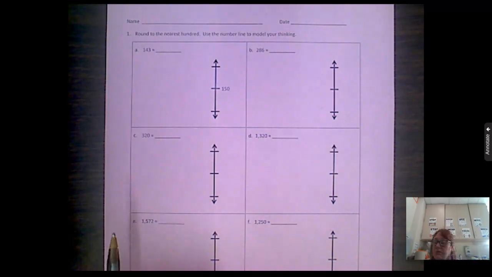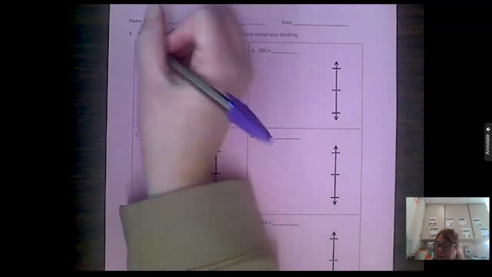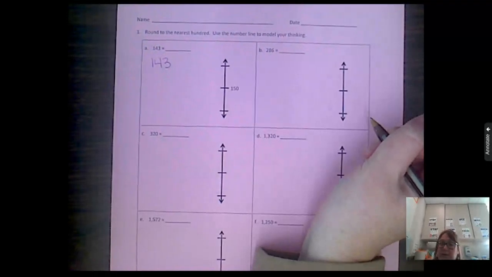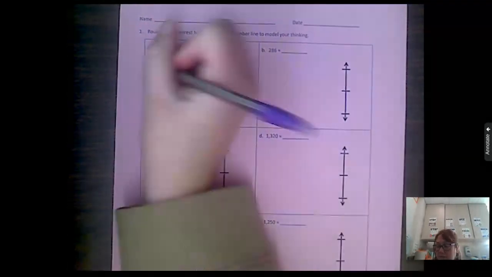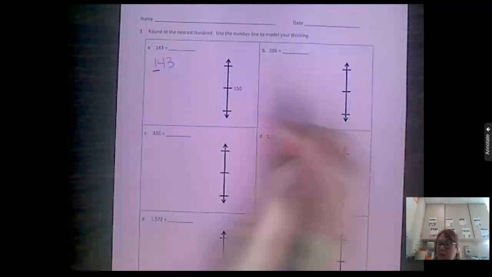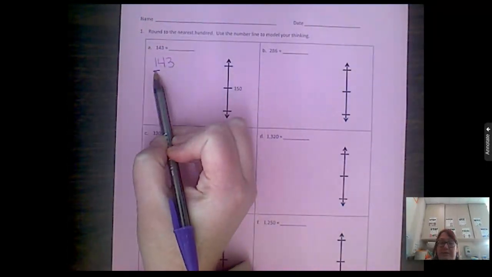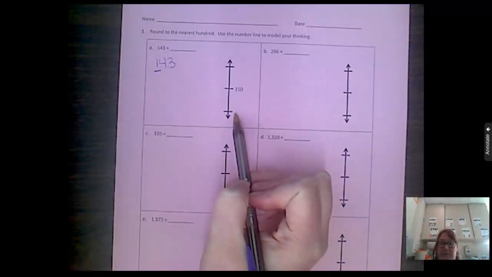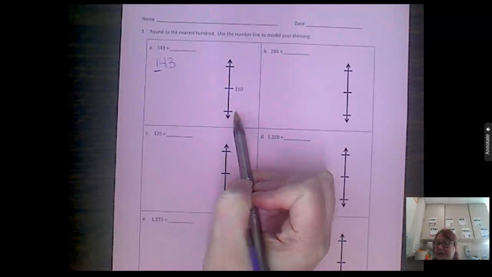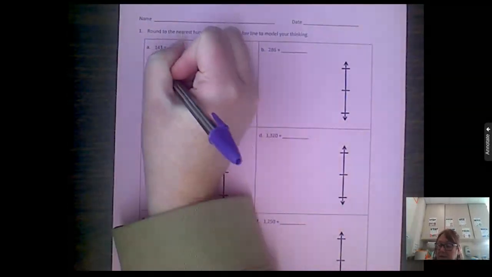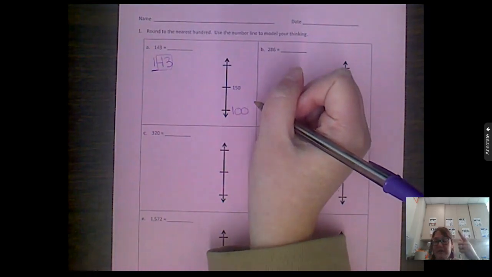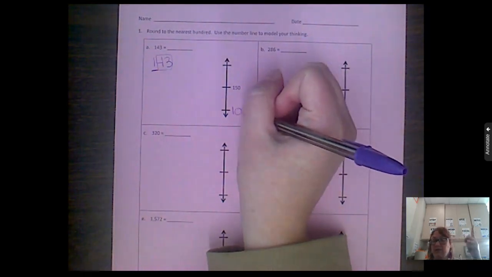Okay, so the first one we had is 143. So I'm just going to rewrite it right here to make it a little bit bigger. So 143, which number is in the hundreds place? The 1. So I'm going to underline the 1 because that's my 100. So remember, I told you that the number in that hundreds place is going to be the lowest, the bottom number on our number line. So it would be 1, and then these two numbers right here would become zeros. So it's between 100, and then if I go up another 100, it's between 100 and 200.